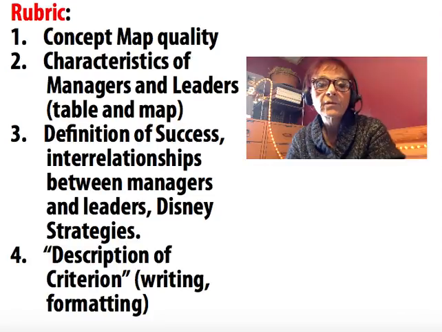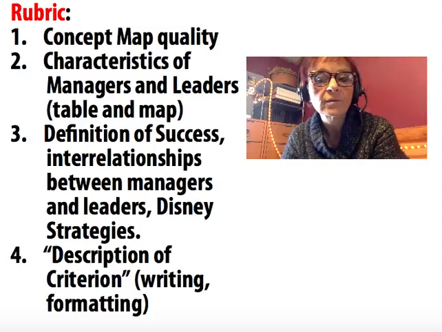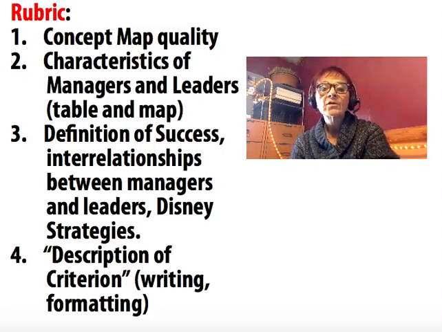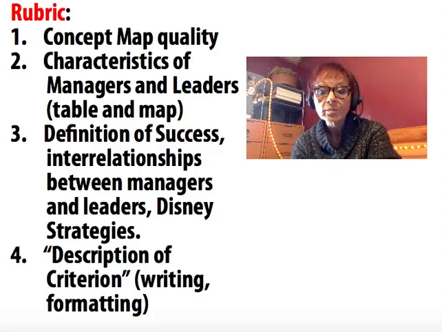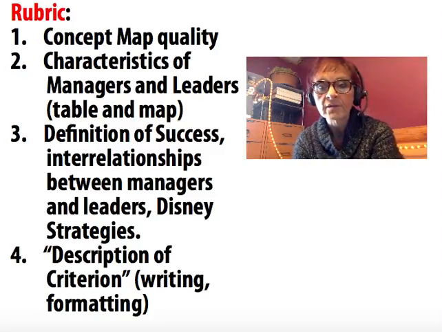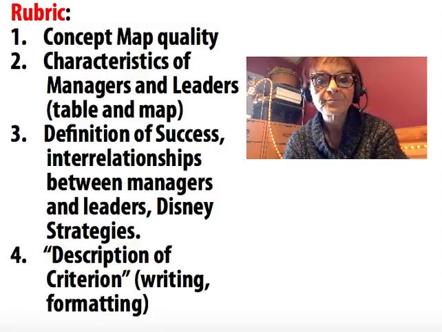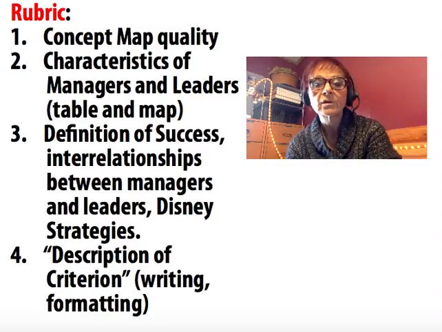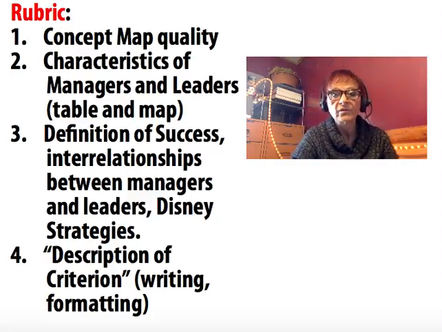So here are the 4 points that appear in the rubric. You're going to be graded on overall concept map quality. Then you're going to be graded for including your characteristics of managers and leaders. And there are 2 places where you do that: one on the table and one on the map itself. And the map needs to include your definition of success, interrelationships between managers and leaders, and Disney strategies that you plan to employ to make you even more successful.